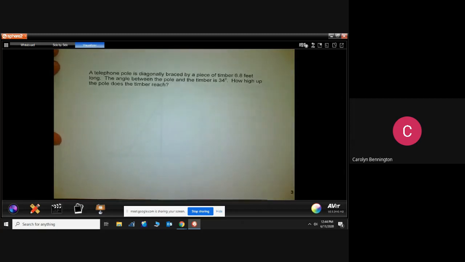Looking at the next example, a telephone pole is diagonally braced by a piece of timber 6.8 feet long. The angle between the pole and the timber is 34 degrees. How high up the pole does the timber reach? So the first thing that you want to do with this is create a diagram.